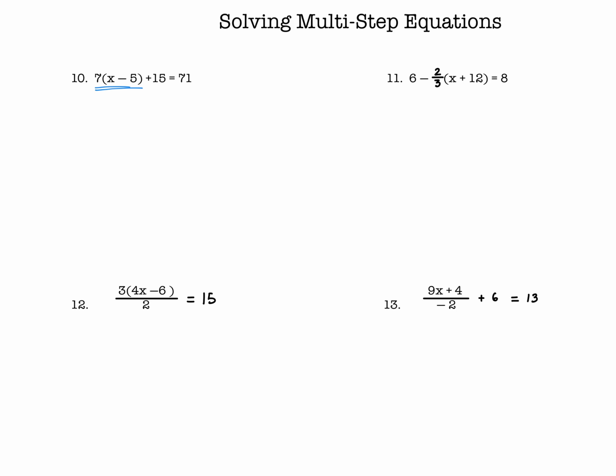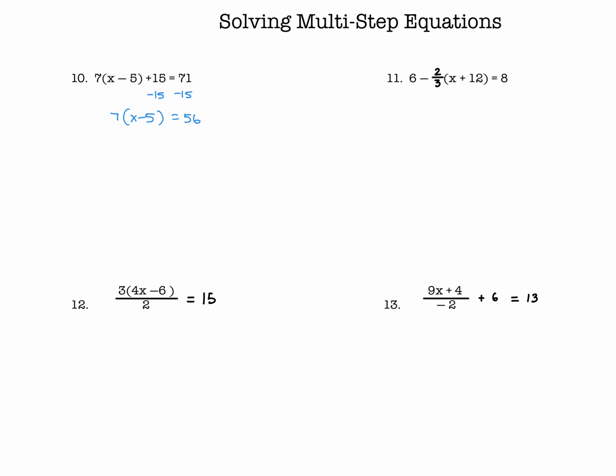So in this problem, I am actually going to remove this 15 first. Why? Because I can. Now, do you have to? No, all right? I am just a person. I've done this long enough that I know, why not just get that 15 out of Dodge? So minus 15, minus 15. And what I'm left with is 7 times the quantity of x minus 5 is now going to be equivalent to 71 minus 15, which is good old 56.